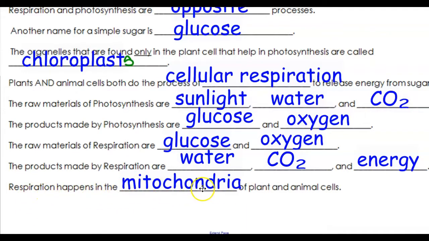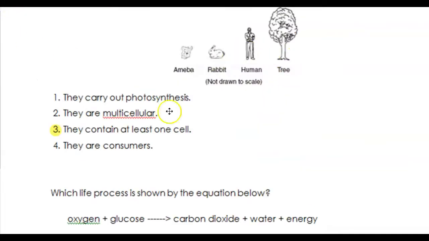All right, where does respiration happen? It's in the mitochondria everywhere. All plants, all animals, anything with a mitochondria is doing cellular respiration to get energy out of that food. Okay, some practice questions. All of these share one thing in common, that they're all made of at least one cell. That's it.